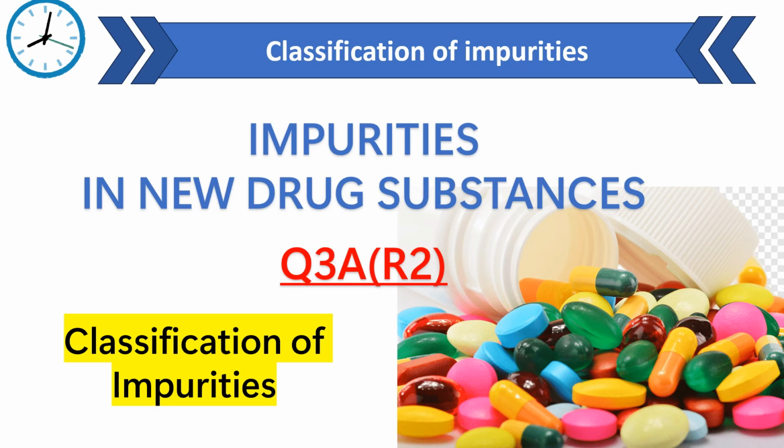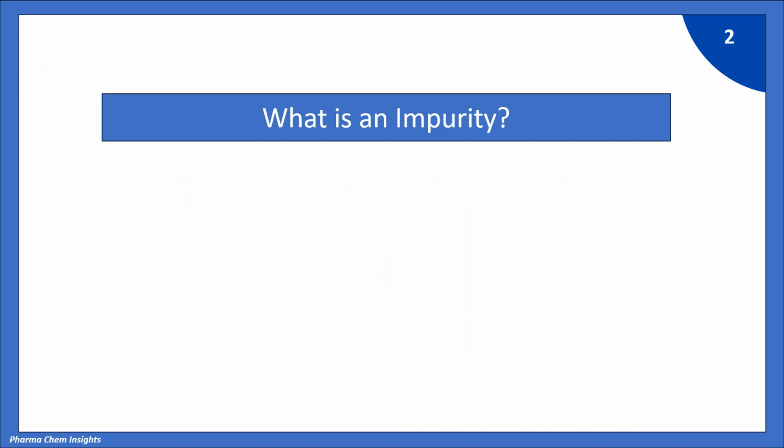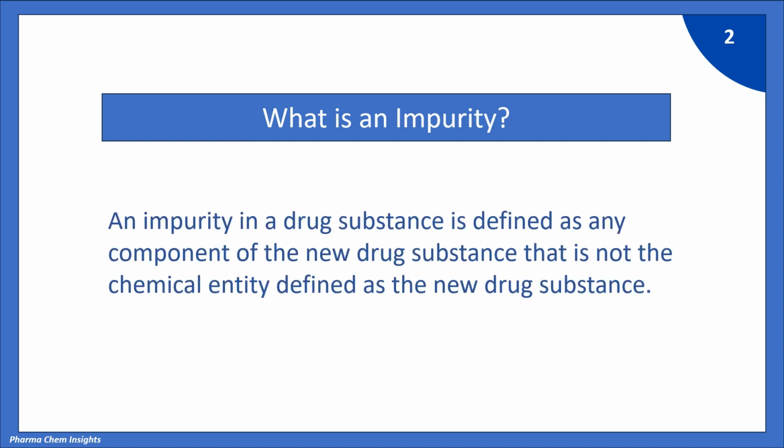Today's topic is related to ICH guideline Q3A R2, that is impurities in new drug substances. So let's get started. First, what is an impurity? An impurity in a drug substance is defined as any component of the new drug substance that is not the chemical entity defined as the new drug substance.